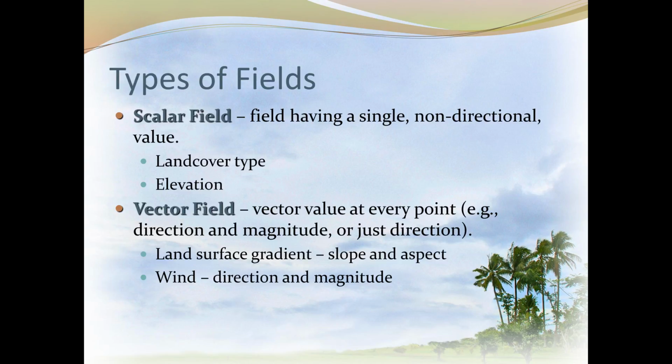A vector field has a value at every point, for example a direction and magnitude, or just a direction. Examples are land surface gradient, slope, and aspect. Wind has a direction and magnitude. We will demonstrate this later.